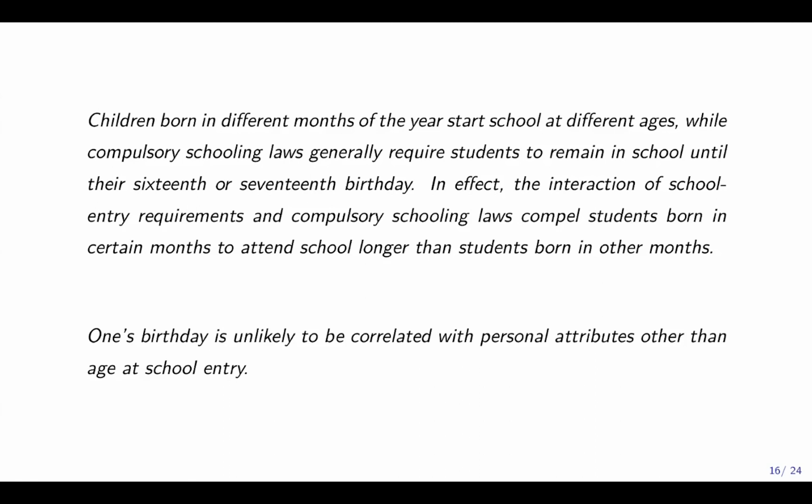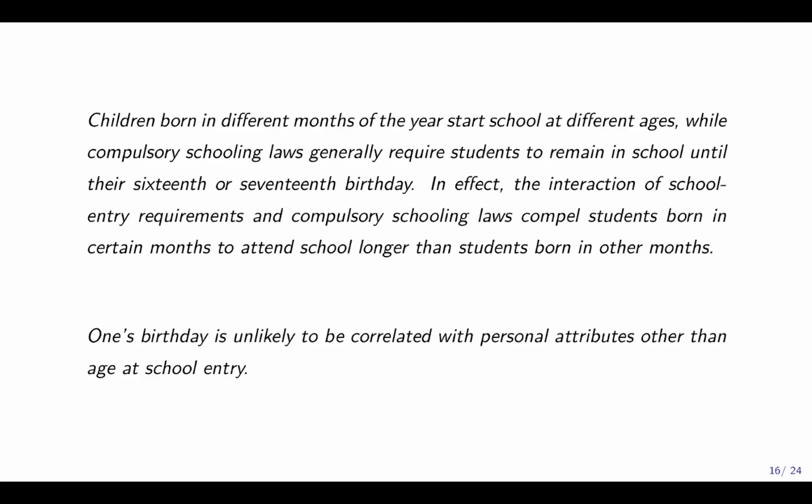We saw from the previous plot that indeed this instrument, quarter of birth, is related to the treatment, years of education. So it satisfies that first requirement for an instrumental variable that we talked about a moment ago. Now, what about the second requirement, the requirement that the instrument be valid? For this to be the case, quarter of birth would need to be unaffected by any unobserved confounders. Angrist and Kruger argue that this is indeed a reasonable assumption.